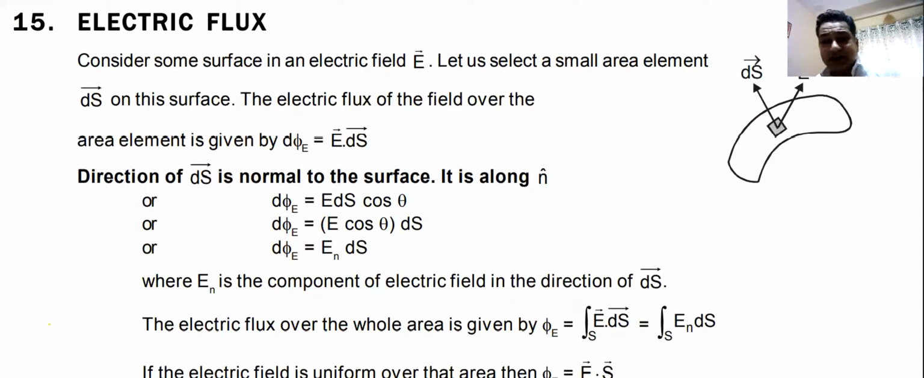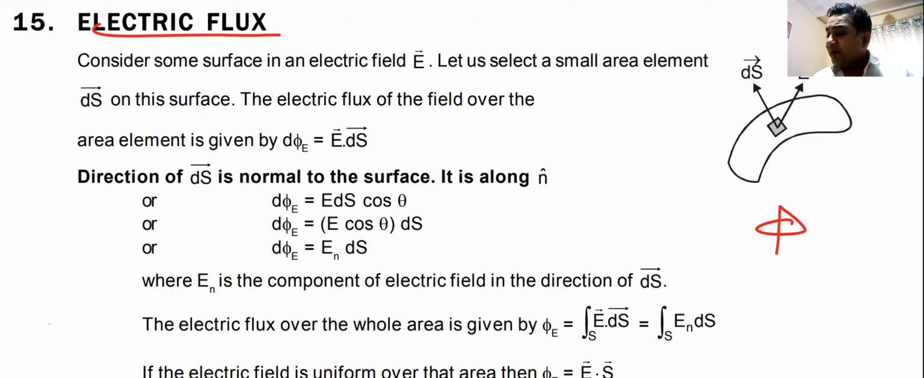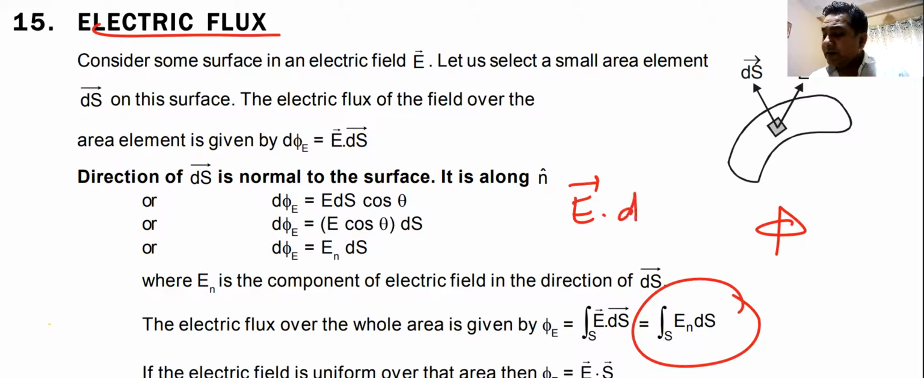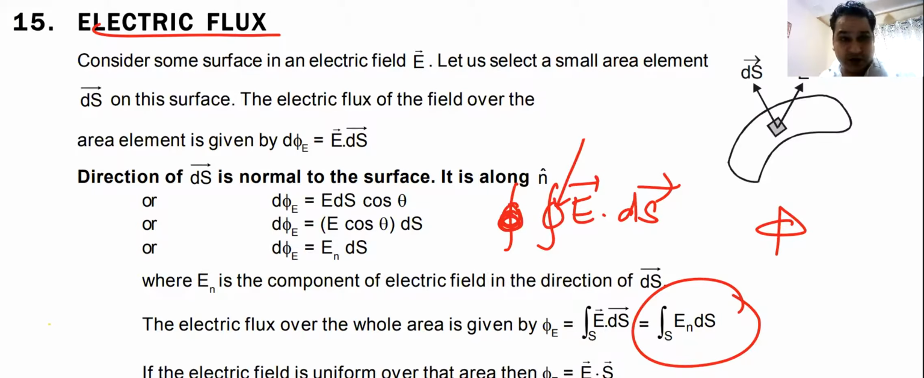Then we move on to electric flux. The number of electric field lines per unit area is known as electric field intensity or electric field strength. The total number of electric field lines passing perpendicular to an area is known as electric flux, denoted by the letter phi. It is a scalar quantity. How do you find the electric flux? It is the integral of E dot dS. If I put the circle on the integral sign, it is an integral over a closed surface. If I do not put this sign, it is an integral over an open surface.